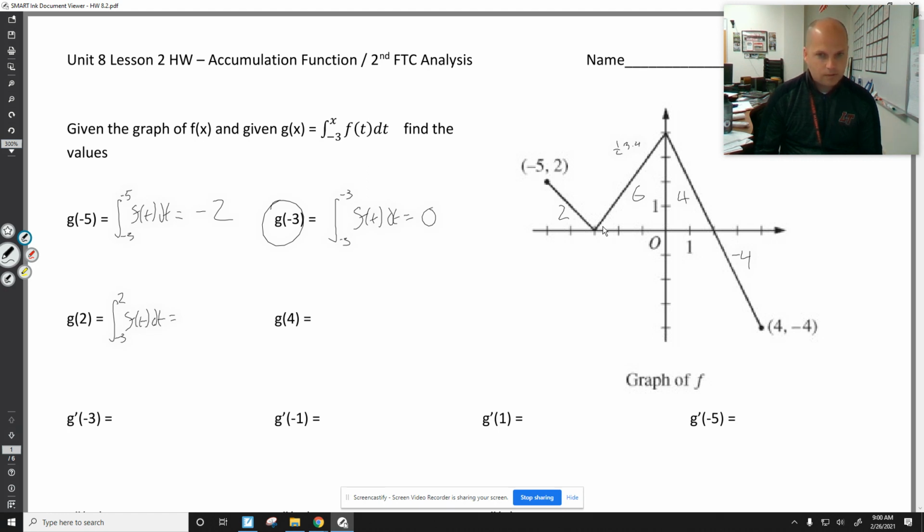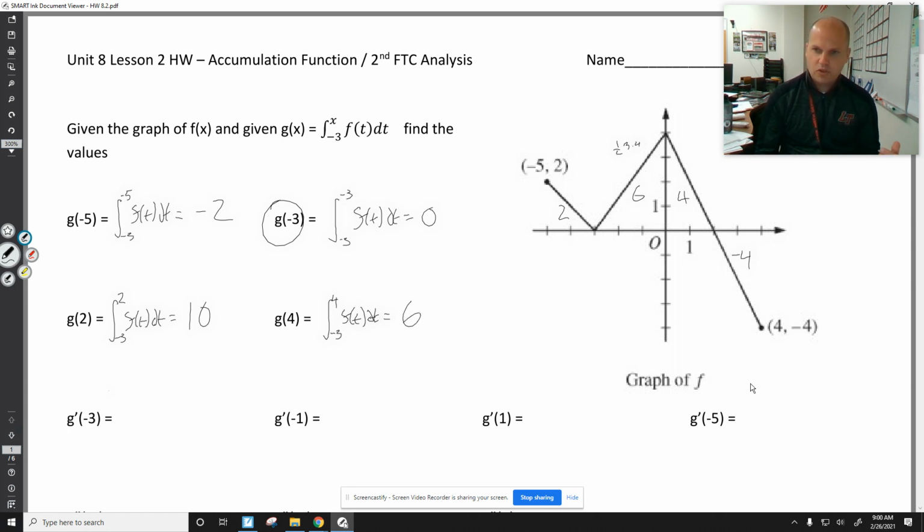Hopefully my thing froze again. It'll come back. And we're going from left to right, so that's why it's +10. G of 4, so that's going to be the area under f from -3 to 4. And that is 6 plus 4 minus 4, which is 6.